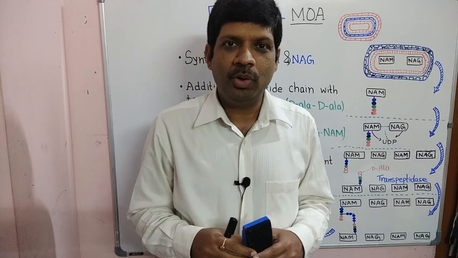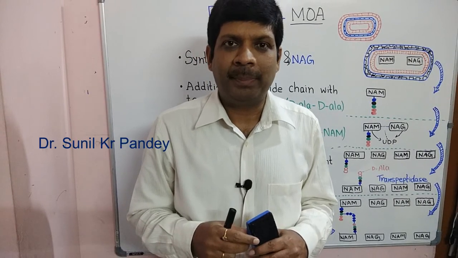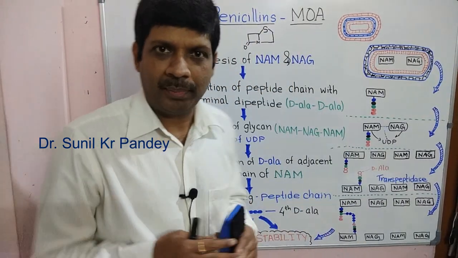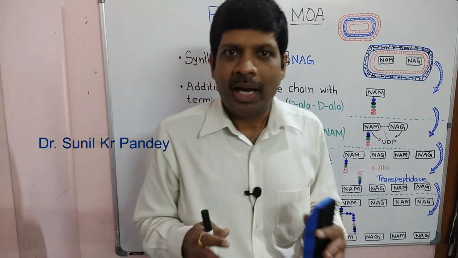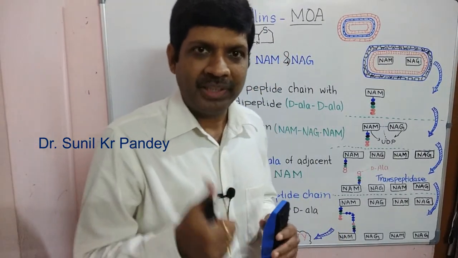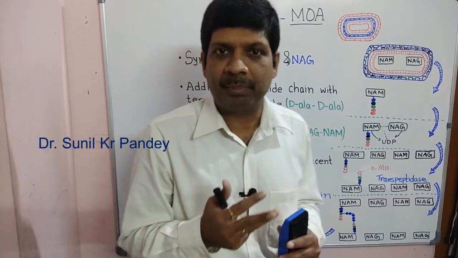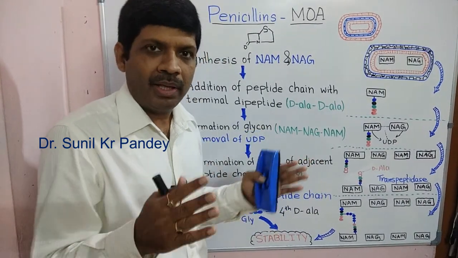In today's video, I will be discussing the mechanism of action of the penicillin group of antibiotics, or better to say the beta-lactam group of antibiotics. As we already know, the beta-lactam group of antibiotics has four major groups: the penicillin group, the cephalosporin group, the monobactam group, and the carbapenem group. All these four groups have a similar mechanism of action.